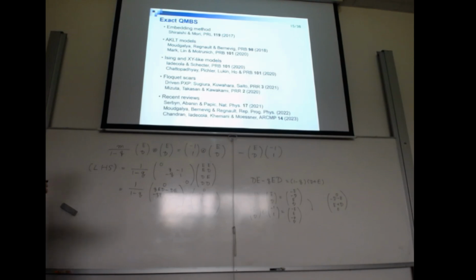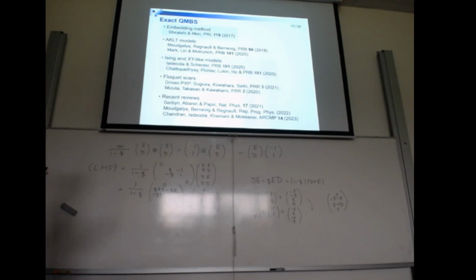And so far, there are many different models for which people found exact or approximate scar states. But today, I want to focus on the exact quantum many-body scars. There are several different examples, but I don't have time to go through all of them. So now let's focus on the first one and the third one: the embedding method, and Ising and XY-like models. There are several recent reviews in which all these models are covered. So let's start with the embedding method.